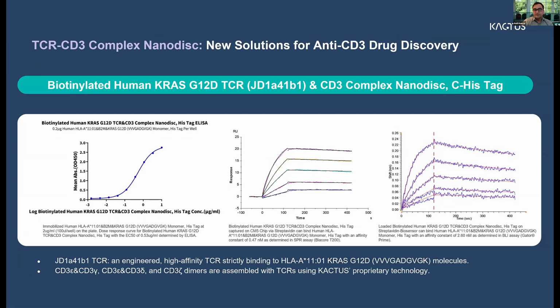Other than the NYESO TCR, we also have the other CD3 TCR nanodisc, which is the KRAS G12D TCR. And here also the activity profile has been estimated using ELISA, SPR, and BLI. And the binding affinities that we display here are in the nanomolar range, again conforming to the literature values that we get.